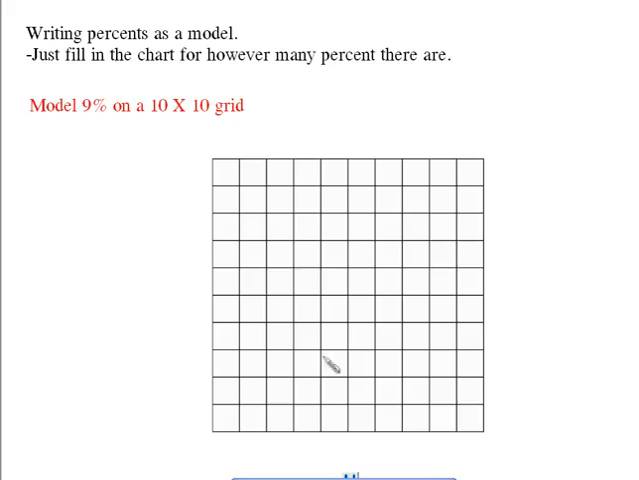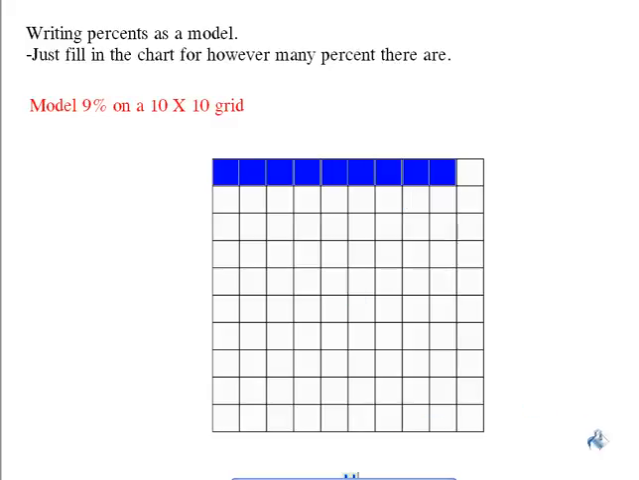Now, if you were instead asked to model 9%, you'd say, okay, I've got to model 9% of the grid, and I bet you already know what I'm going to do. I'm just going to go, well, hey, there's 1%, 2%, 3%, 4%, 5%, 6%, 7%, 8%, and finally 9%. So that's pretty easy, pretty clear, I think.